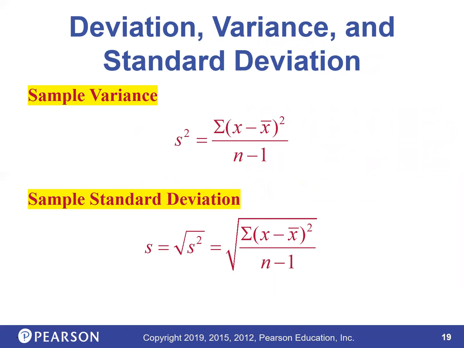First things first, notice it's not Greek letters. It's just a regular old S. That's the difference. For population, we're going to use the Greek letter sigma. For sample, we use the English S for that one.